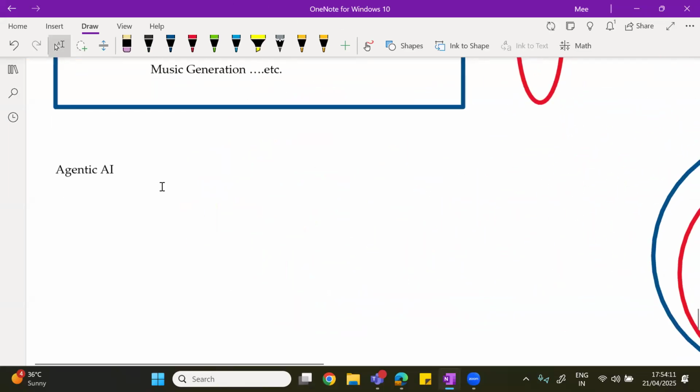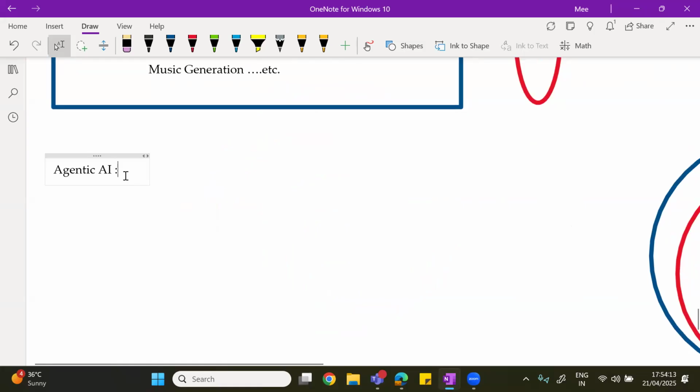Now, what is this agentic AI? See, in a simple way, agentic AI is like an intelligent assistant that can think ahead and make the choice. It can make the choice and do the things on its own. That is what is called agentic AI.